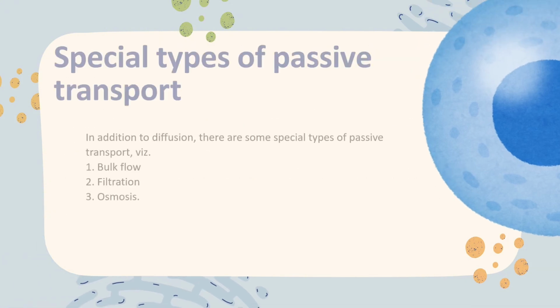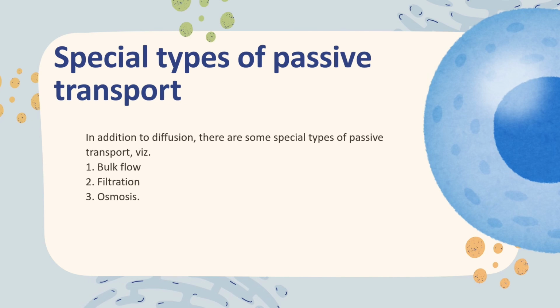There are also some special types of passive transport. Other forms of passive transport include bulk flow, filtration, and osmosis. Each is crucial for different physiological processes in the body.